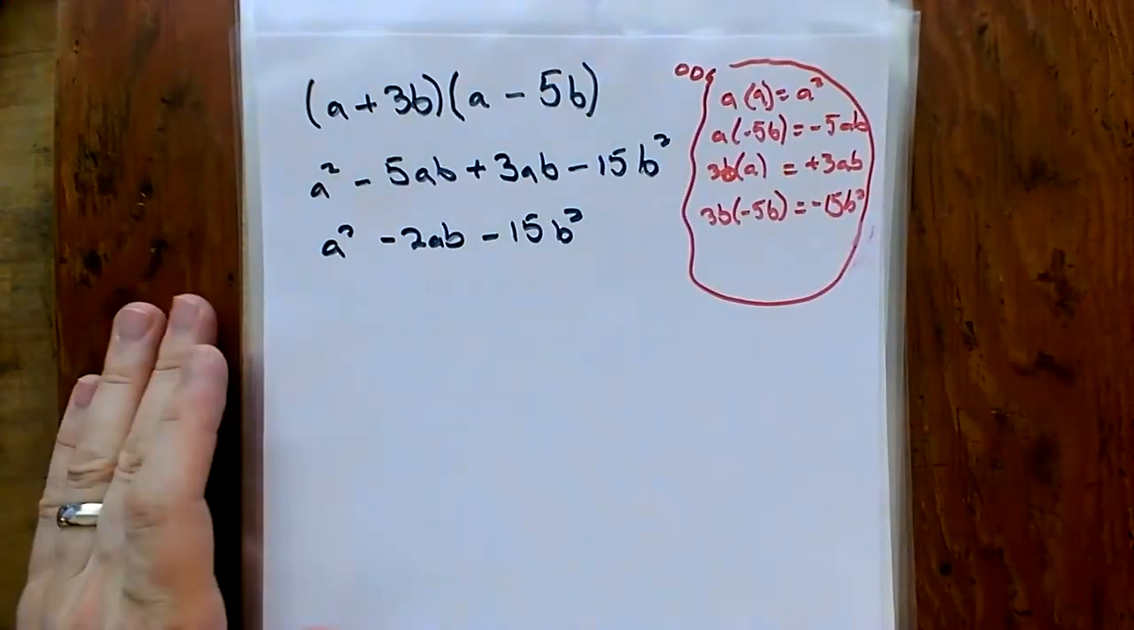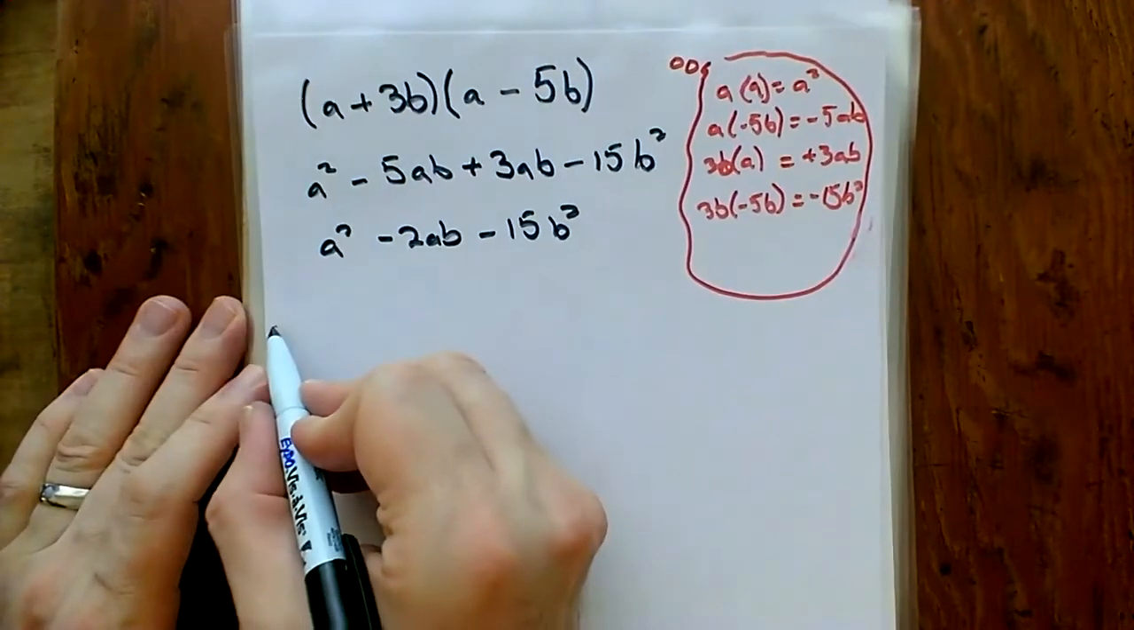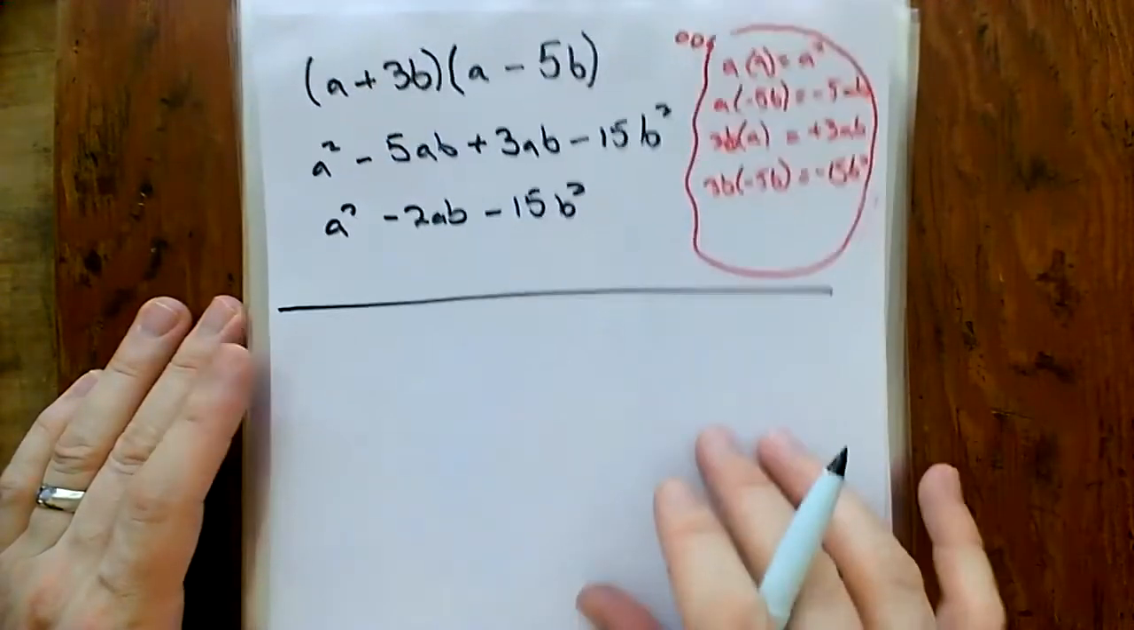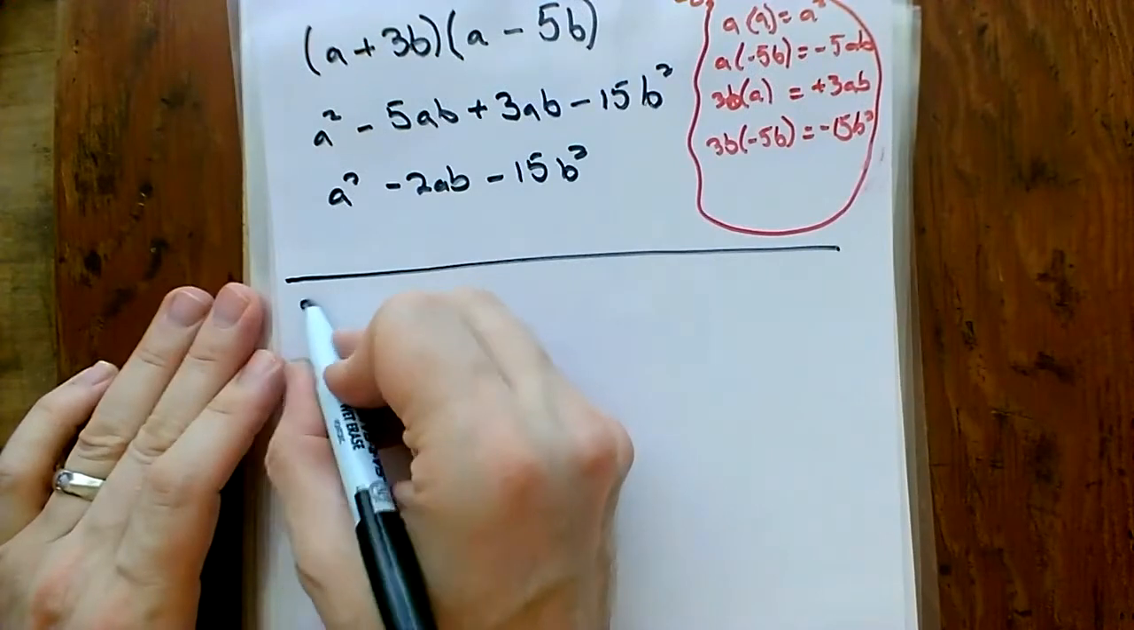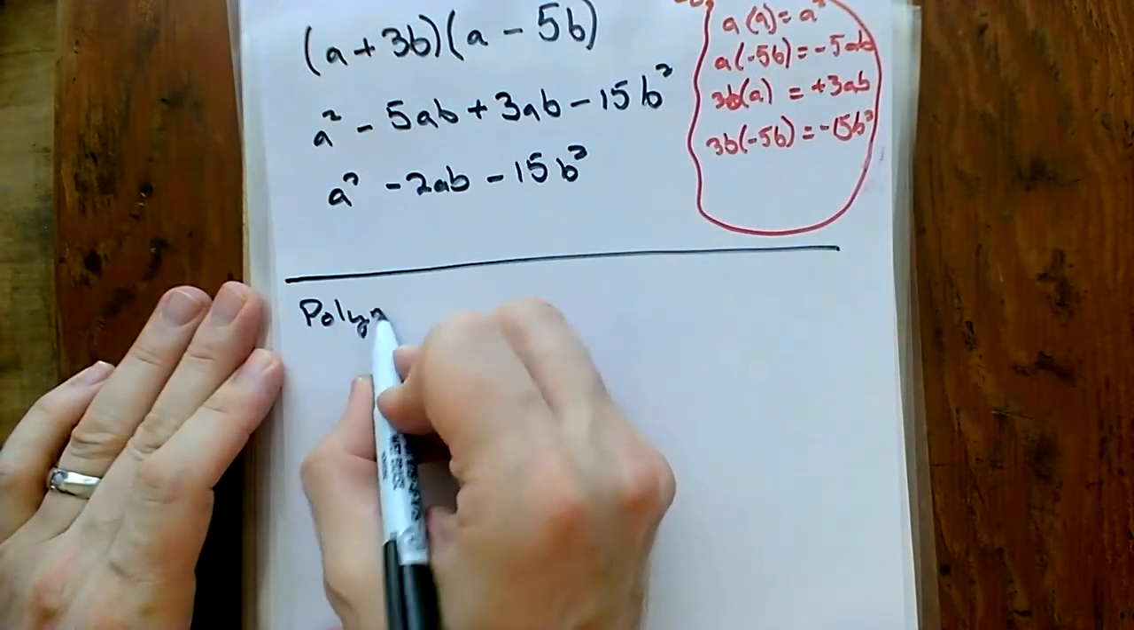All right. Our last type of multiplication is this. We're going to be doing polynomial multiplication.